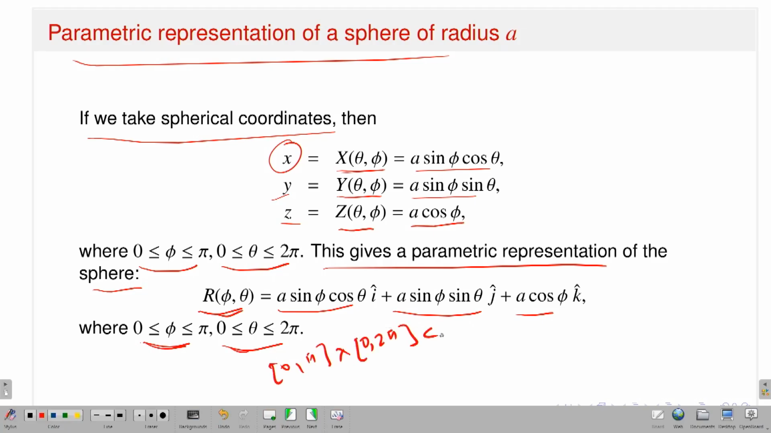That is the region in R2 to R3, taking values whose first component is a sine phi cosine theta, second component is a sine phi sine theta, and third component is a cosine phi. So this gives the parametric representation of my given surface of radius a in R3. Okay. So this is called the spherical coordinate system. That means you can write your Cartesian coordinate system in terms of theta and phi, right?